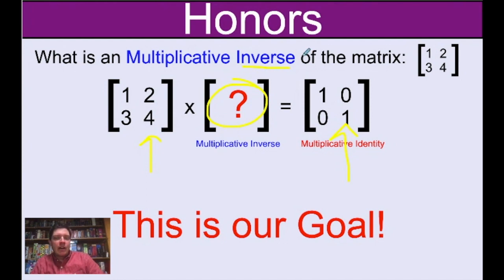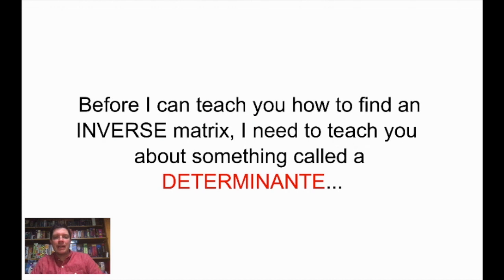Before I can teach you how to find the actual inverse, this lesson is about something called the determinant. And we're going to need the determinant to get to the inverse. But even more than that, it's actually going to help us determine if an inverse even exists, because it turns out that not all matrices have an inverse. So this lesson is going to teach you how to find a determinant and how to use that determinant to figure out, is there even an inverse? Because if there's no inverse, then why are we even doing this?